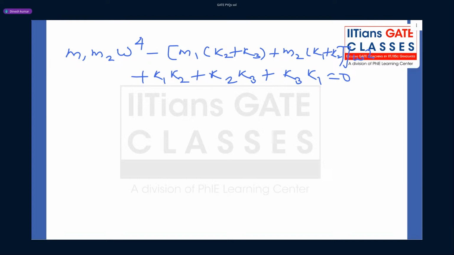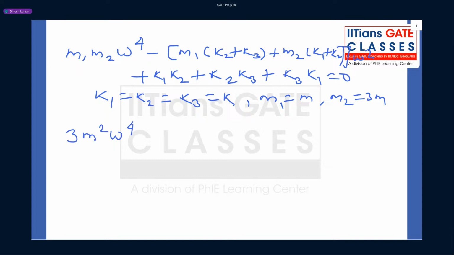Now in this case, we know k1 is given as k, k2 is given as k, and k3 is k. And what is your m1? It is m. And what is your m2? It is 3m. Now substitute everything in this equation. What we see? We see 3m square omega power 4 minus, we see 2k into m, 2km, and then 2k into 3m. So you will get 8km omega square and then plus 3k square equal to 0.